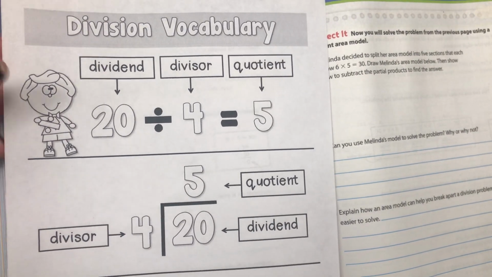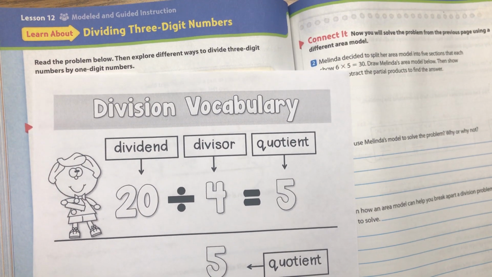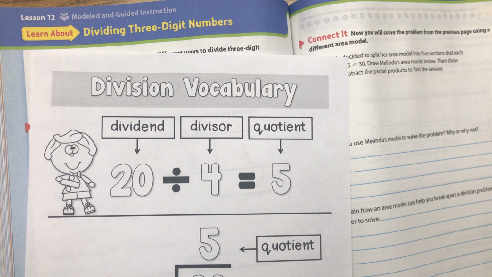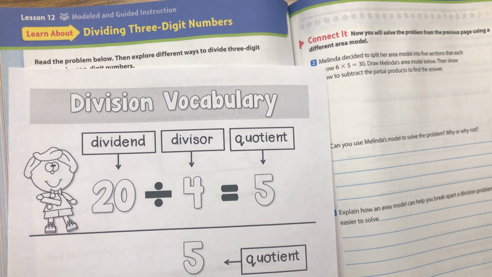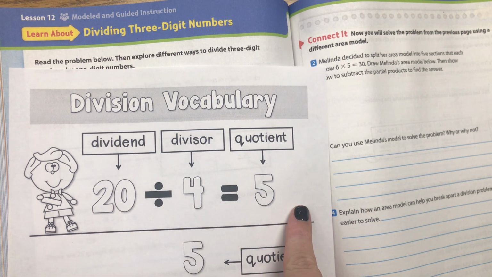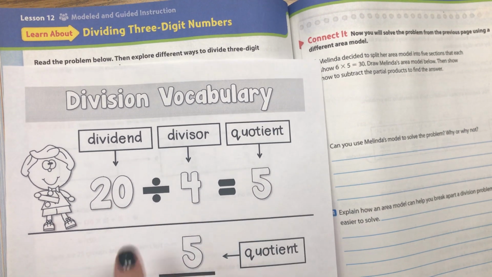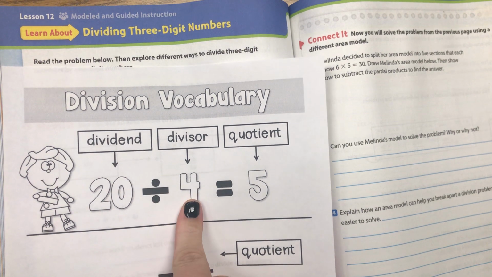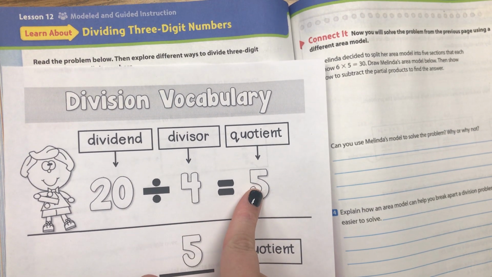I have posted this onto our Schoology math page, and you can refer to it anytime you need to. There are 3 different ways that you will see division. The first way is in a straight line like this. Our dividend is our biggest number, and we have divided by our divisor equals the quotient. The quotient is the answer.